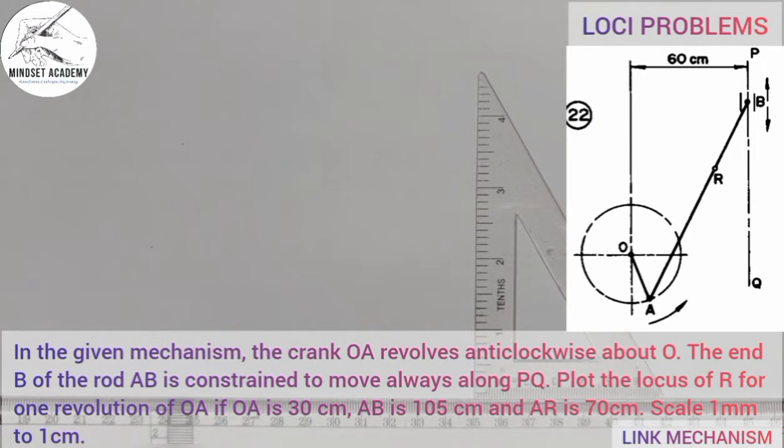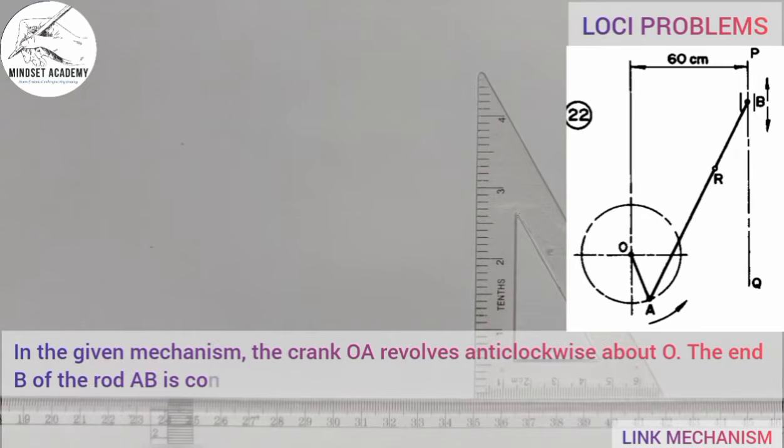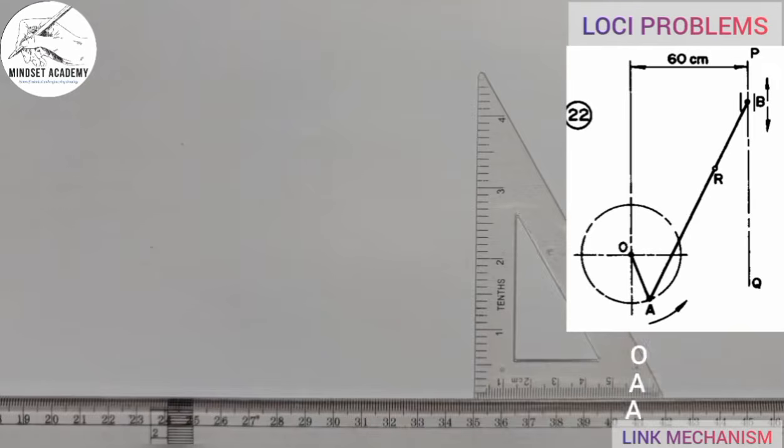So it's constrained to move along what? PQ. So we are told that what is the locus of arrow, right? The path at which arrow will follow as this crank moves anticlockwise and as this point B moves linearly along PQ. So the first thing you have to do is to reproduce the figure that is displayed at the right hand side of the screen. So let's start that and see.